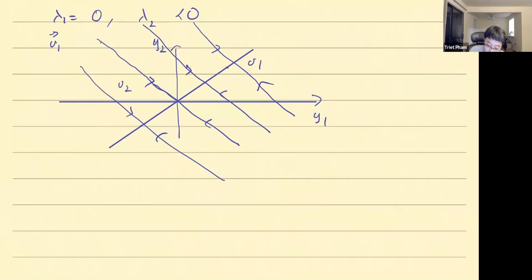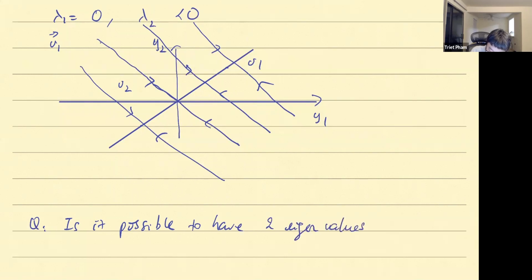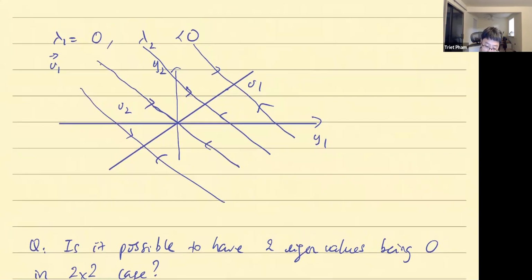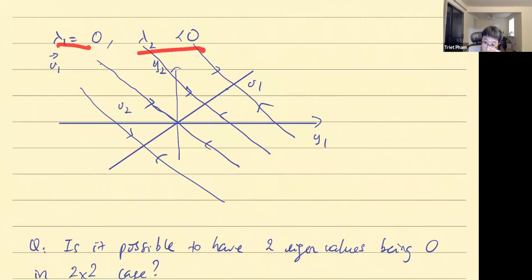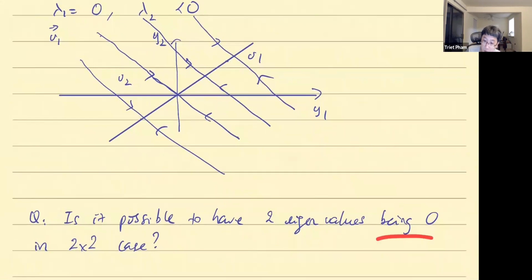All right. So for the last one related to this, is it possible to have two eigenvalues being 0 in a 2x2 matrix? So here I described the case when one of the eigenvalues is 0 and one of the eigenvalues is non-zero. Is it possible to have two eigenvalues being 0 in the 2x2 case?